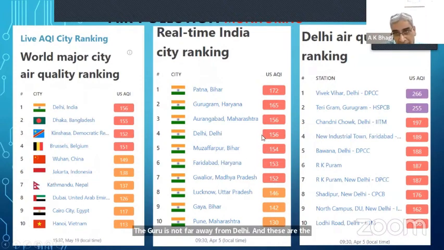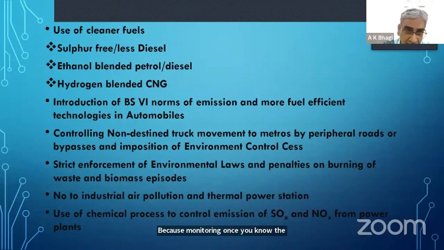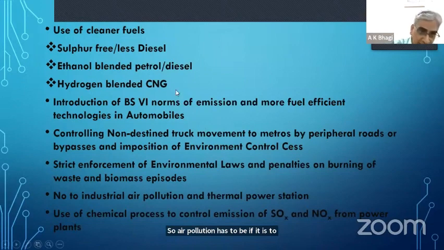So at least you have data. You have a strong monitoring system. And even in Delhi, you can have Vivek Vihar, Chandni Chowk, Bhavana, RK Puram, Shadipur, North Campus, Lodi Road. What is the pollution? You can grade them. You know what the situation is like. So monitoring has actually helped, because once you know the problem and how severe it is, you can propose something to tackle it. So if air pollution is to be reduced, many things have already started happening. You need to have a sulfur-free fuel.